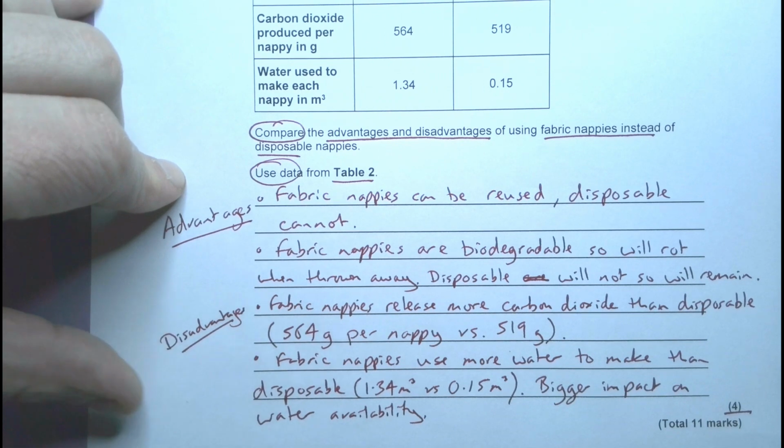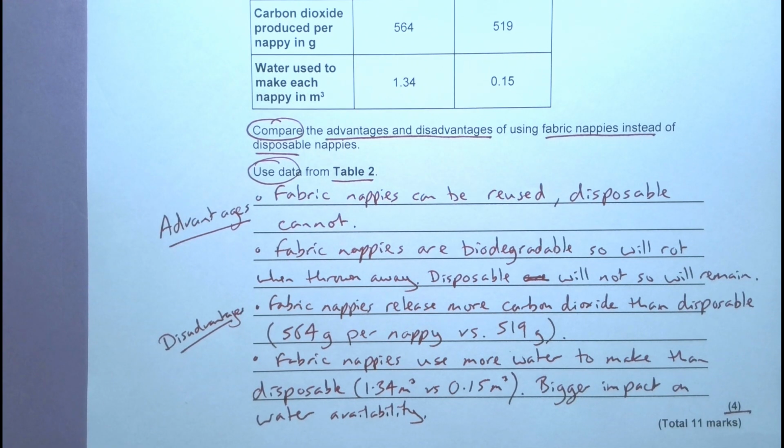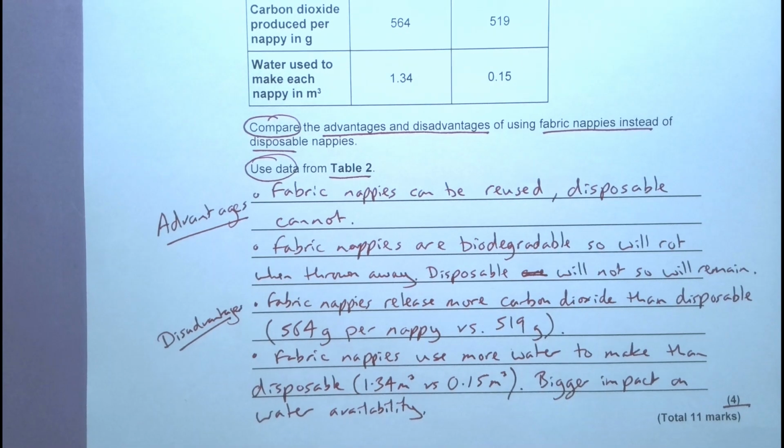Okay, and that should be enough to get you the 4 marks. The key bit here is that you're writing down ways that they're similar and different, and that you're giving some idea of magnitude, because you have to use data, so the data there helps.